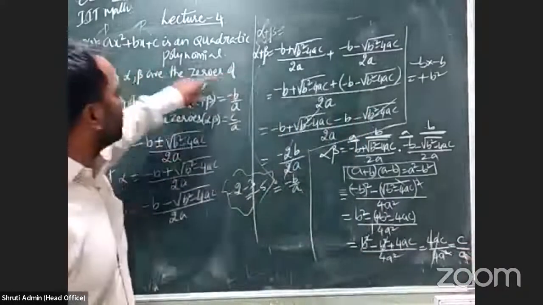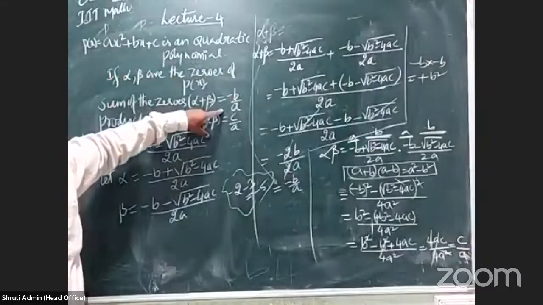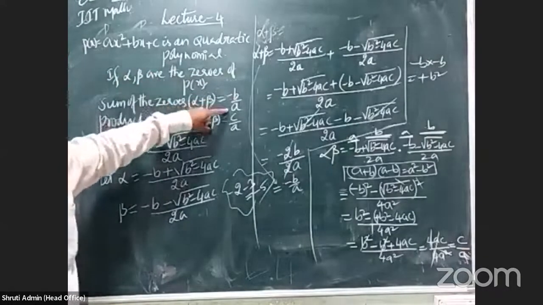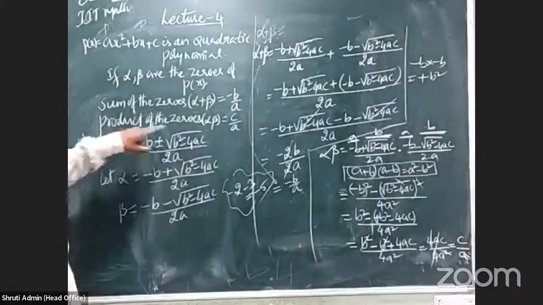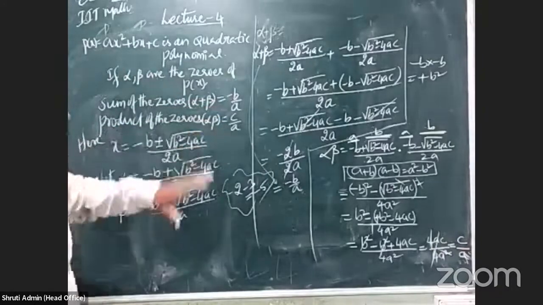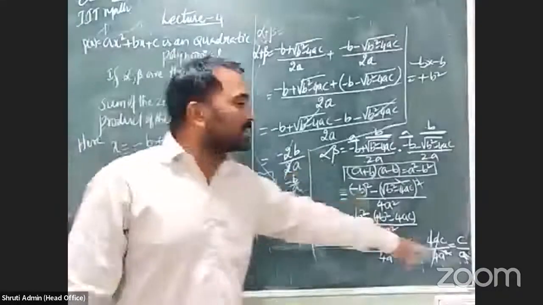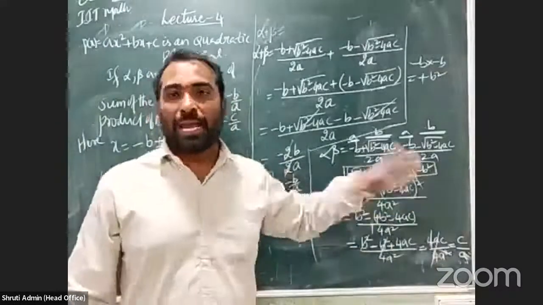See, sum of the zeros, what I told? Alpha plus beta. If alpha comma beta are the zeros, then sum of the zeros is minus b by a, I told. Product of the zeros is c by a, I told. This I have proved. Sum of the zeros is minus b by a. Product of the zeros is c by a. This is the proof.